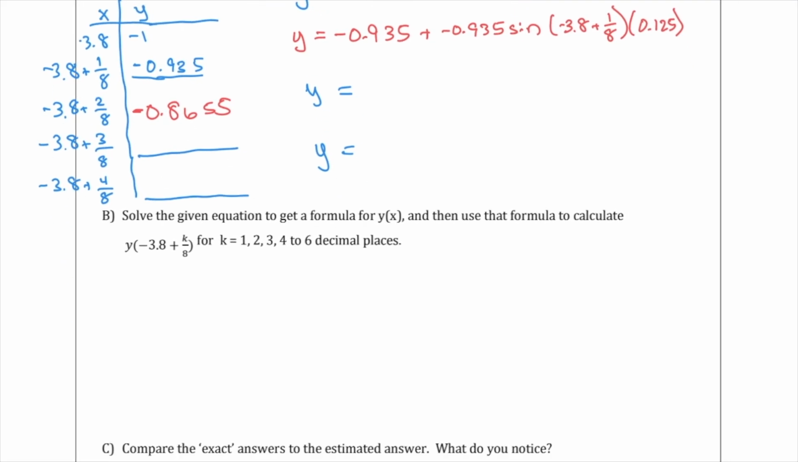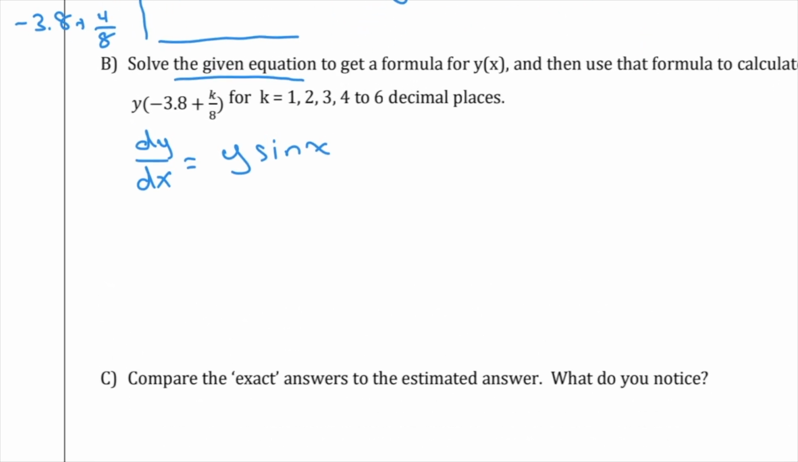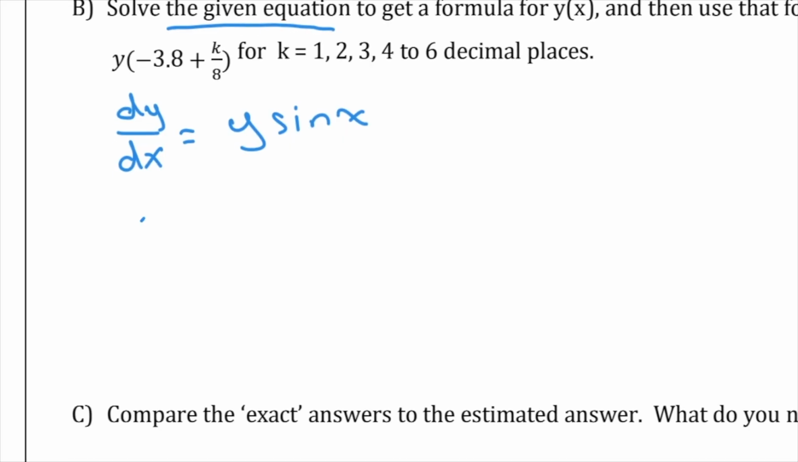For question B, we're to solve the given equation to get a formula for y of x. So when we look at the given equation, your differential, you have dy over dx is equal to y sine of x. So as you look at that, do you see that we could use separation of variables to solve it? We have our dy over y is equal to the sine of x dx. Let's integrate both sides.